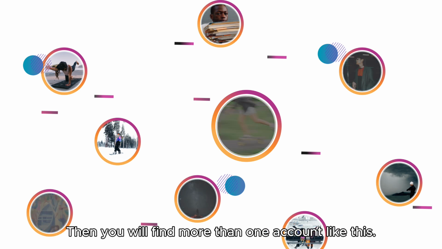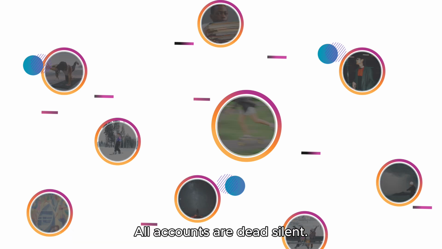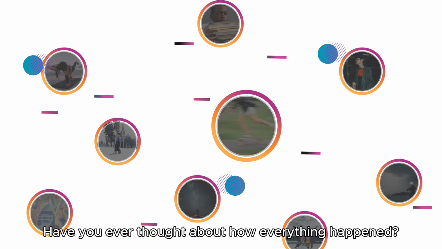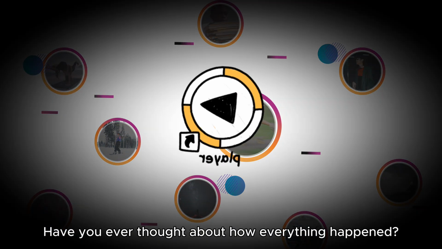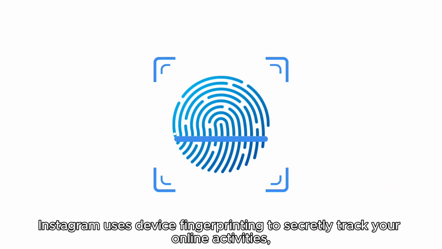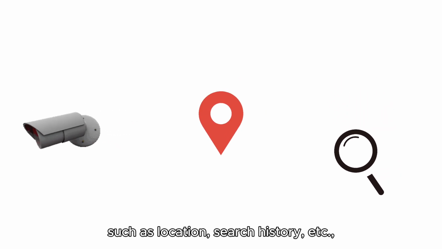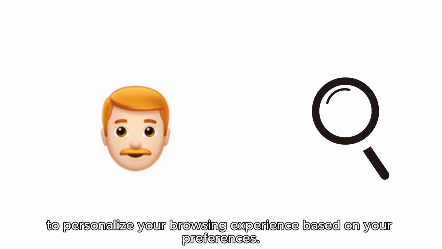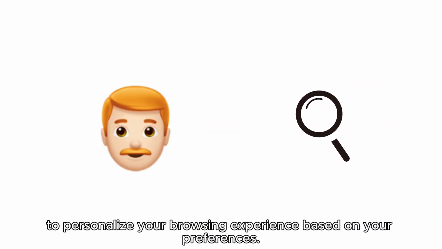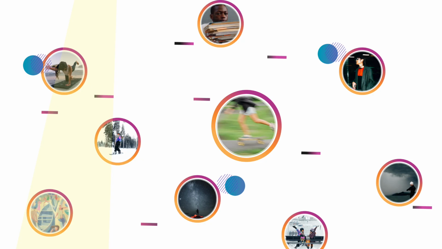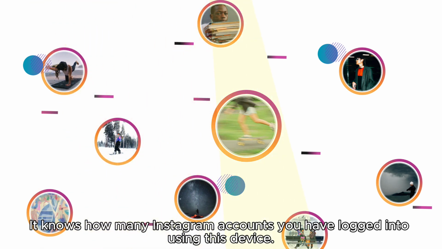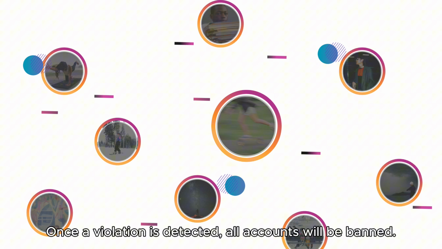Then you will find more than one account like this. All accounts are dead silent. Have you ever thought about how everything happened? Instagram uses device fingerprinting to secretly track your online activities, such as location, search history, etc., to personalize your browsing experience based on your preferences. It knows how many Instagram accounts you have logged into using this device. Once a violation is detected, all accounts will be banned.